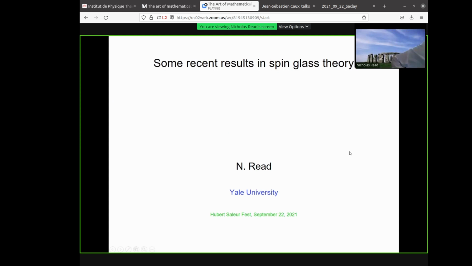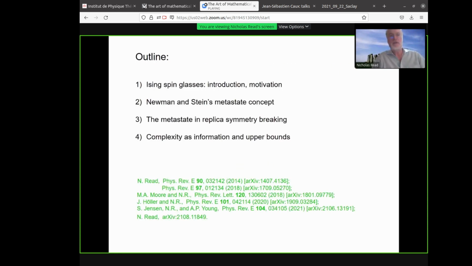All right, so I'm going to talk about something rather different from conformal field theory and so on. I'm going to talk about spin glass theory. And so I'm going to go over some of the concepts and rigorous results for short-range spin glasses. This is a little outline. I'm going to talk about Newman-Stein's metastate concept, and I'm going to talk about complexity near the end.